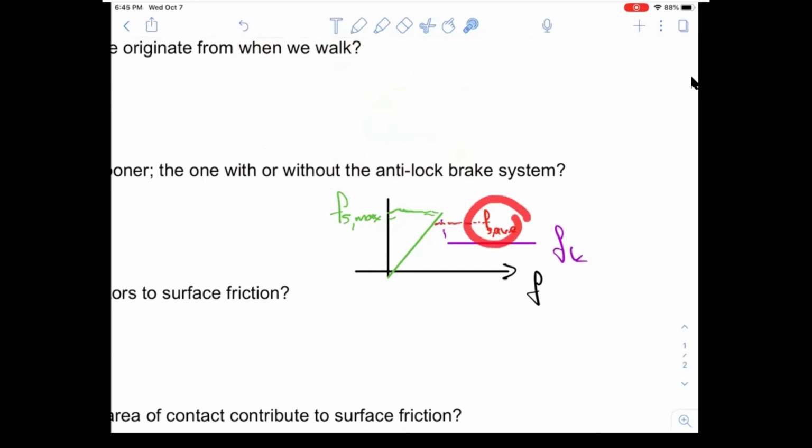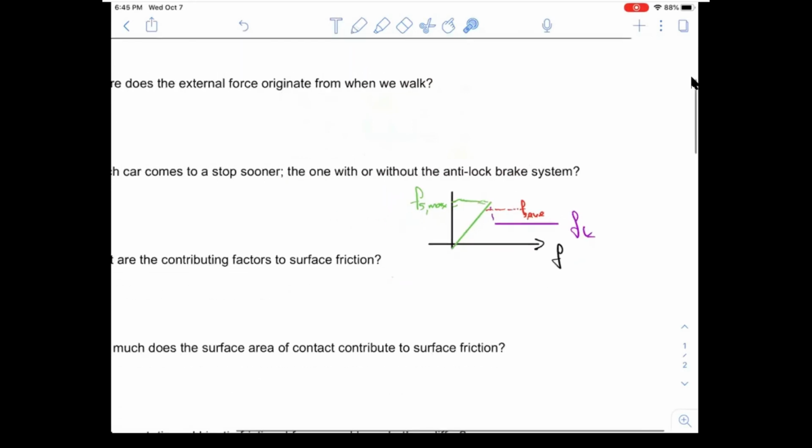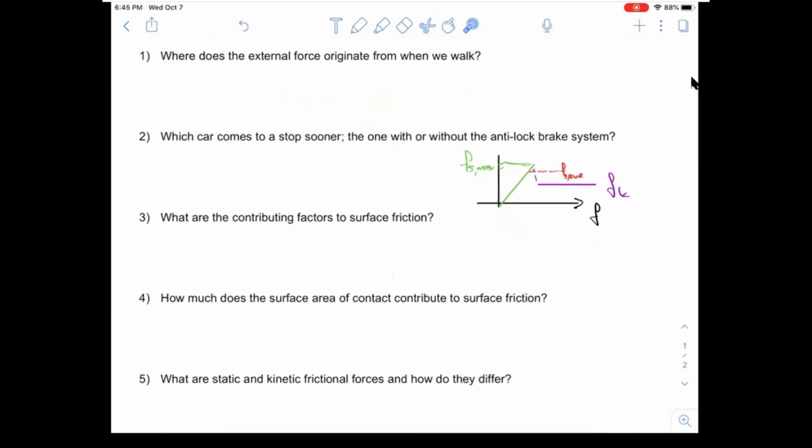Your average static frictional force is going to be larger than kinetic friction. That's it. Okay, so what are the contributing factors to surface friction? Commonsensically, you can come up with three, right? What are those? You can say the surface area, weight, the coefficient, and the surface area. That's it. Give yourself 5 points. Commonsensically, you can say it's the surface area, the coefficient of friction, which is the nature of the surface, and lastly, the apparent weight, right?